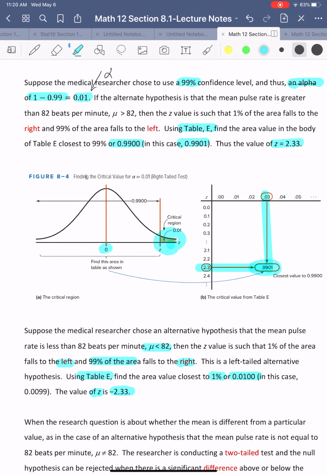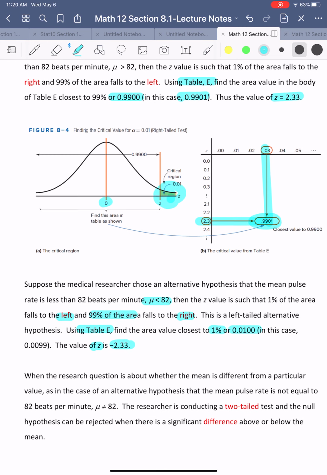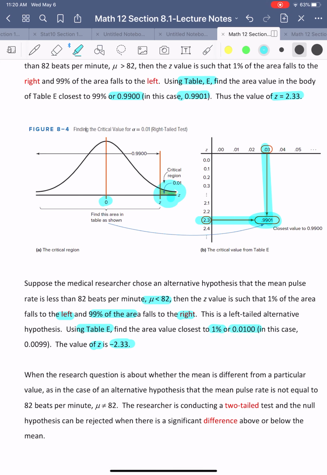When the researcher's question is about whether the mean is different from a particular value, as in the case of the alternative hypothesis that the mean pulse rate is not equal to 82 per minute, which is mu not equal to 82, the researcher is conducting a two-tail test, and the null hypothesis can be rejected when there is a significant difference above or below the mean.